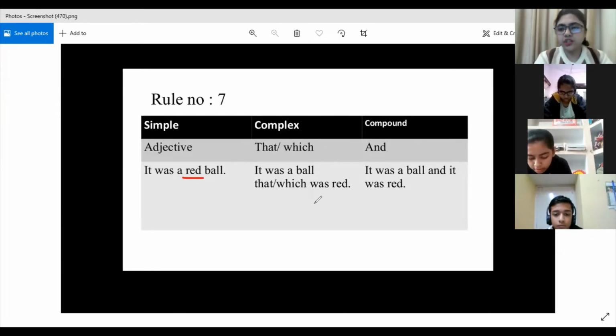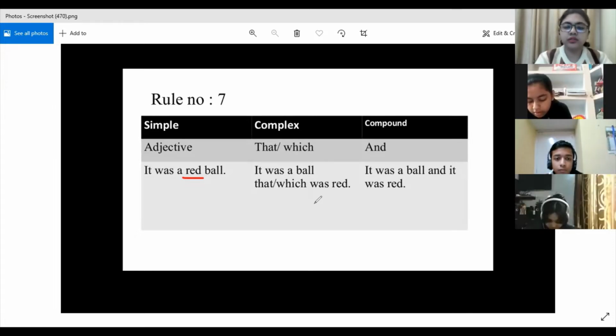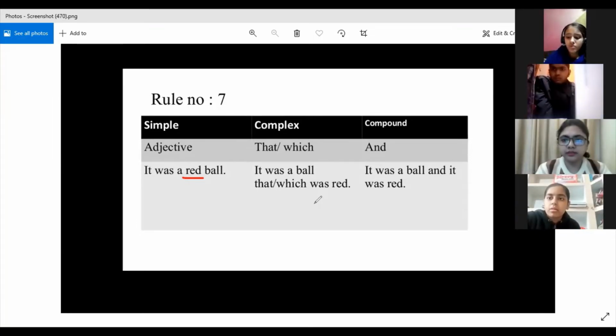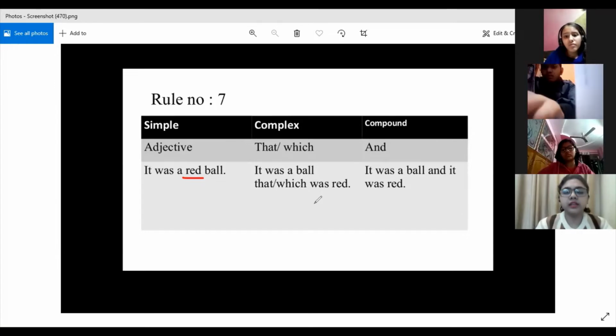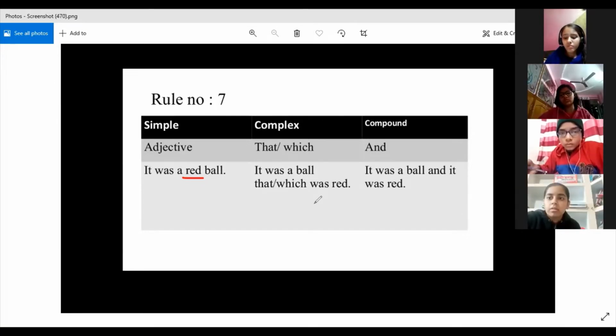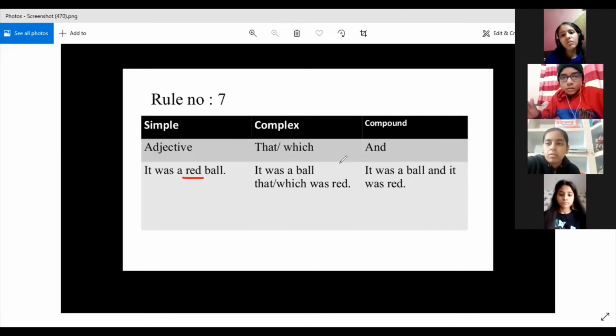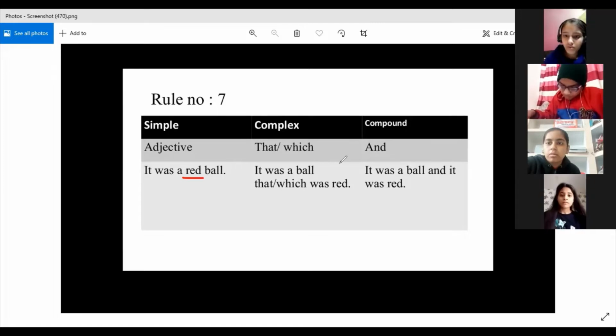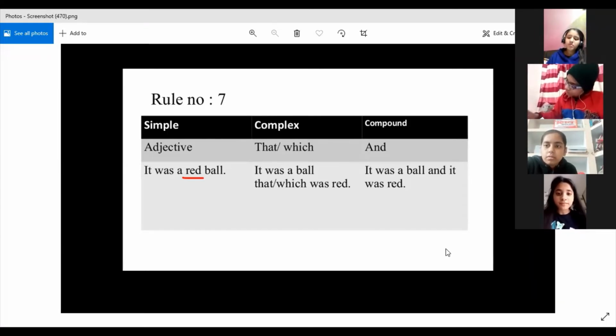Okay, the boy in red shirt is my brother. How are we going to write this sentence into a complex sentence? How would you transform: the boy in red shirt is my brother? First of all, tell me the adjective in the sentence which I've just spoken, and then you will tell me the complex sentence for that. Okay, yes, Manjari, you have to keep your video on. Ma'am, what was the sentence? Wait, let me type it out, then you will be able to understand.